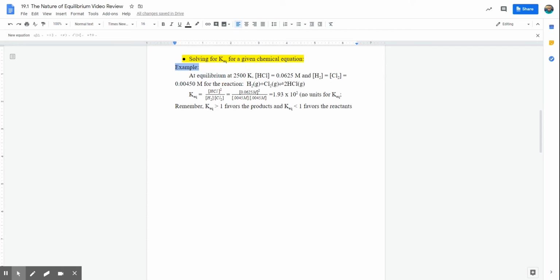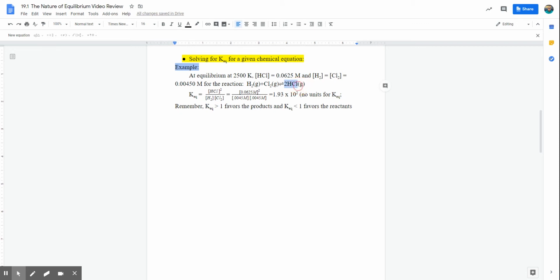It gives you a value for temperature. Not really that big of a deal, but it's just good to know that it is at equilibrium at a specific temperature. You're given the concentration of hydrochloric acid. You're also given the concentration of hydrogen and chlorine gas, and they're actually equal to each other. So the first thing you'll want to do is write out your equation. So KEQ, and then just like we wrote before on the other equation, you'll want to write it out this way, where you have your products on top.